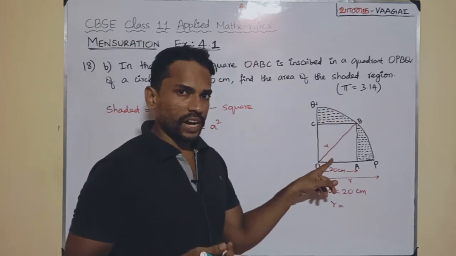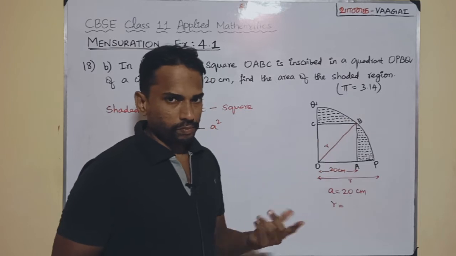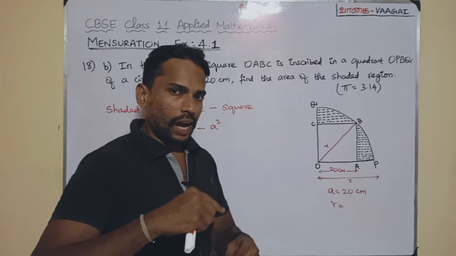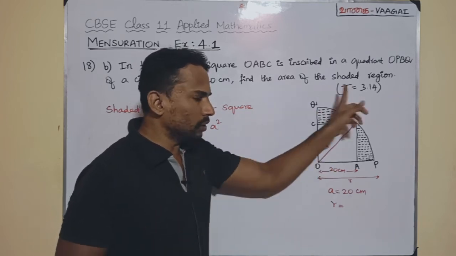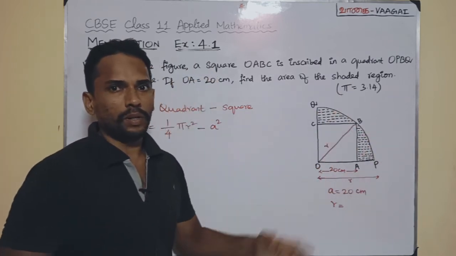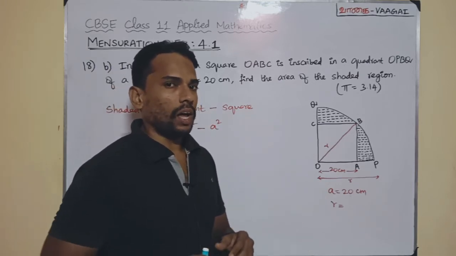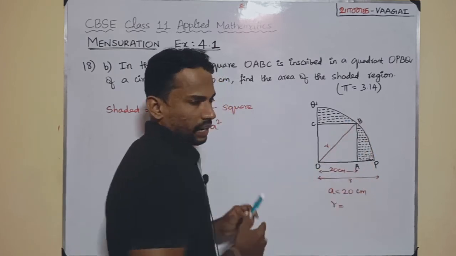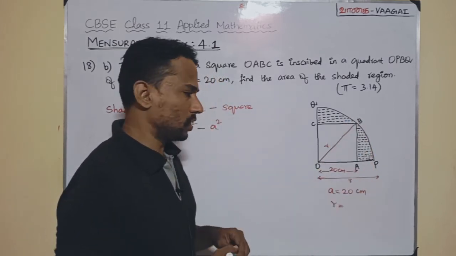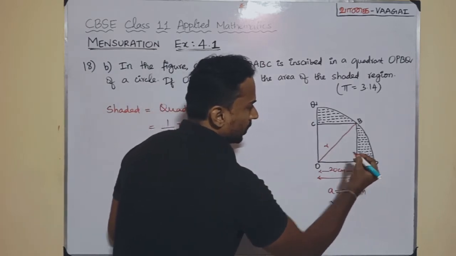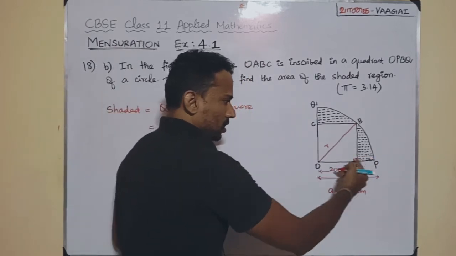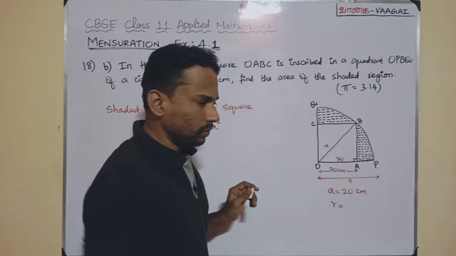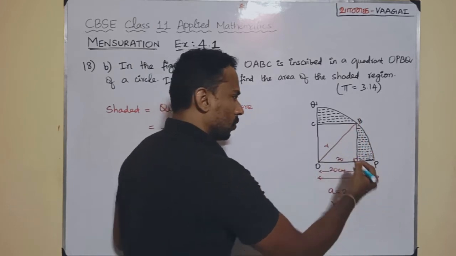Now we will try to find this OB. OB is the radius for the quadrant, and at the same time OB is what for the square? It is nothing but the diagonal of the square. And OB is also a portion of a right angled triangle, that too a right angled isosceles triangle. Why? Because this angle is 90 degree. I know this base OA is 20, and this AB is also a side of the square, so this is also 20.